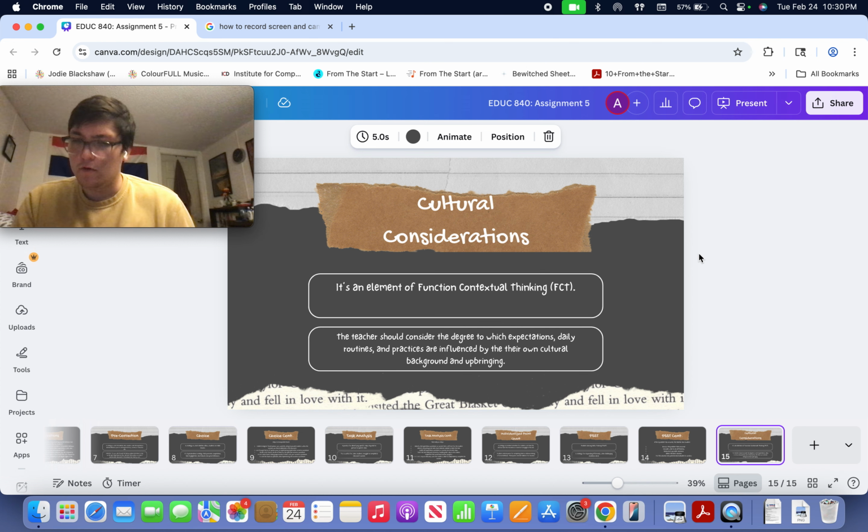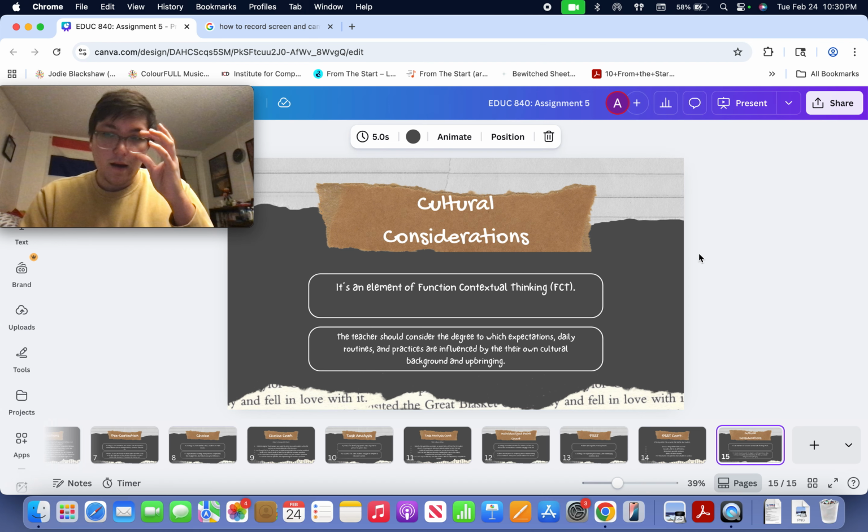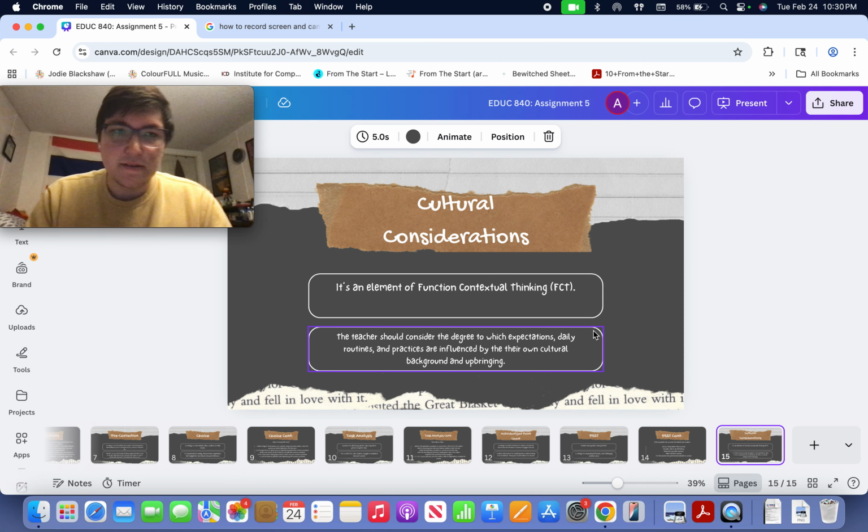I'm going to quote from the textbook here. It says, quote, once expectations and routines have been established, continued considerations of cultural relevance should be the norm, end quote. Yes, it's really important.